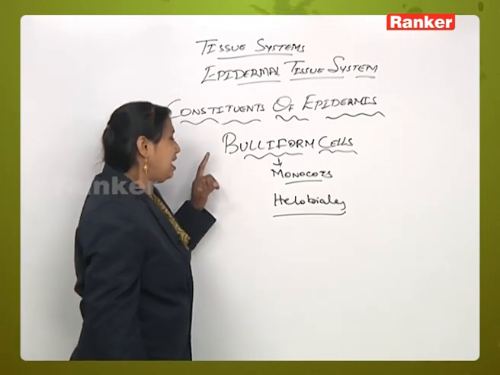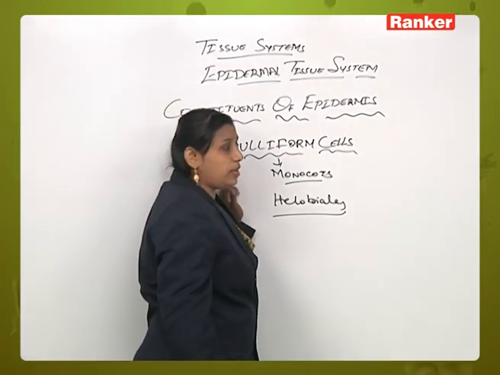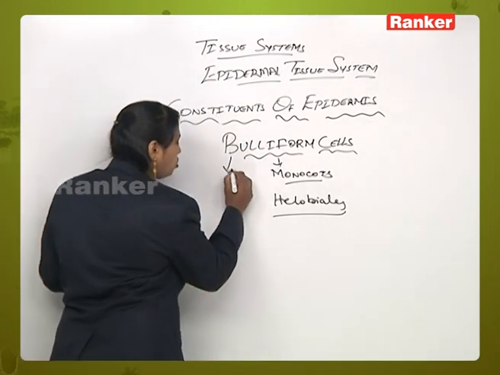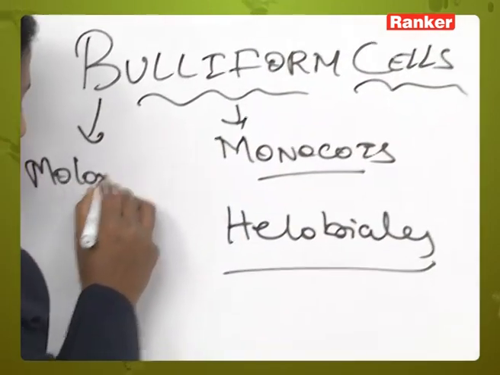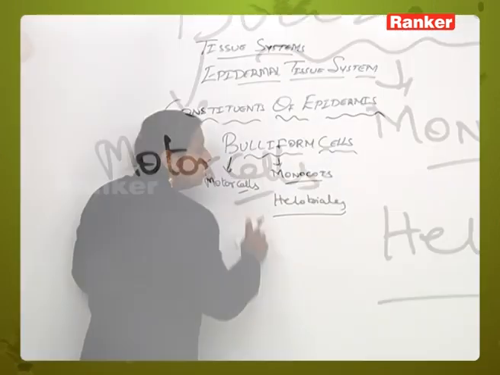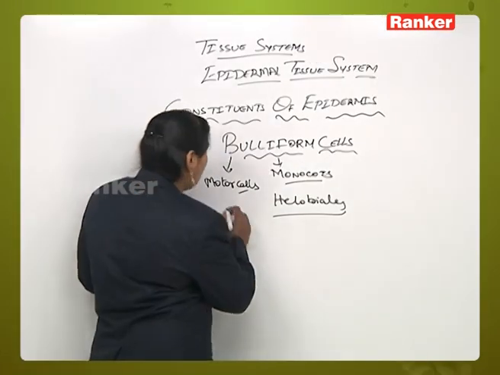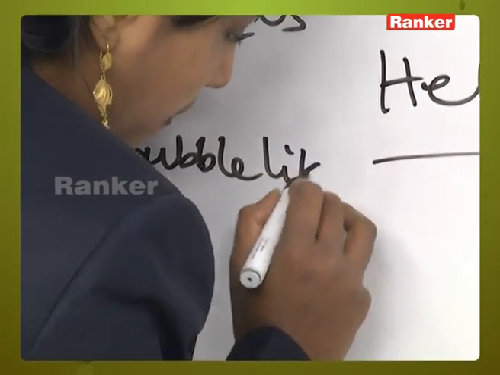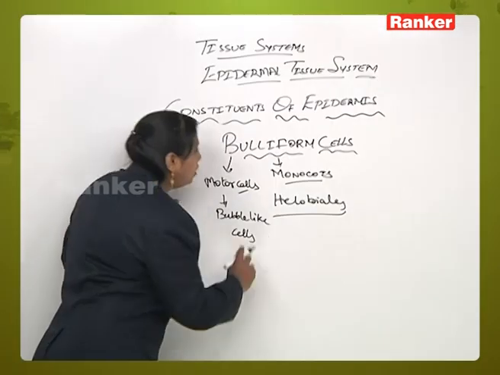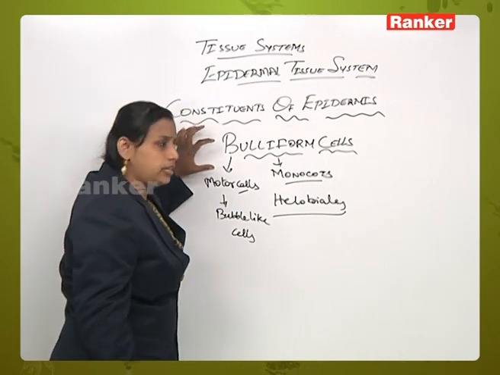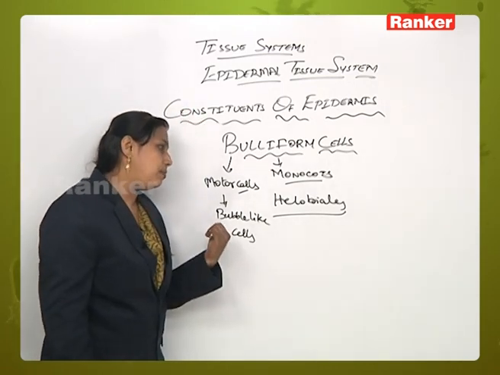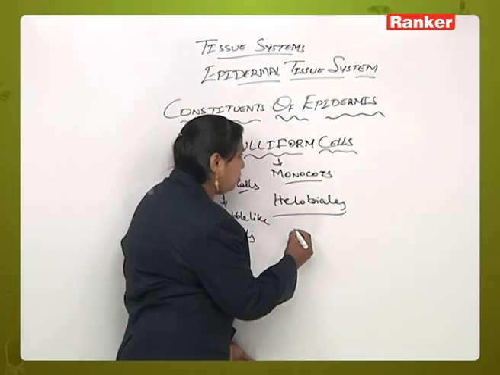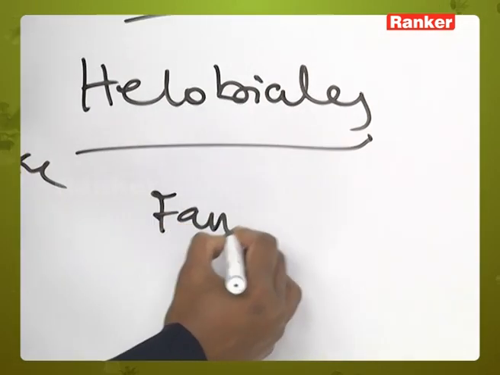These are larger in size when compared to the normal epidermal cells. These buliform cells are also called motor cells. These buliform cells are bubble-like cells. In transverse section, if you take the TS of the buliform cells, they appear in the form of fan-shaped structures.